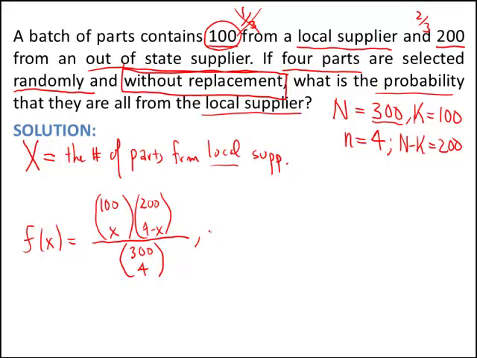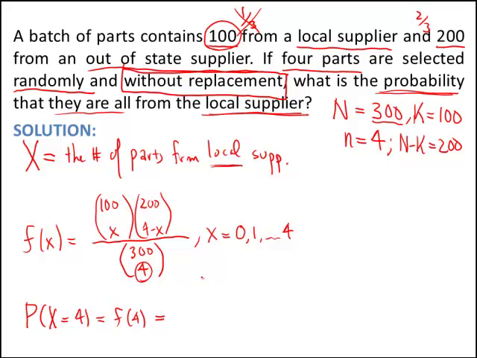My support starts at, so again, this is the number of parts from the local supplier, could be none. It's possible that none of them do, or one of them, all the way up to 4. And notice I don't have my support go up to 100 because I'm only selecting 4 parts, so it's going up to little n here. So let's see what we are trying to find. We are trying to find the probability that all 4 of the parts are from the local supplier. So I'm trying to find the probability X is equal to 4, which in turn is just f of 4.